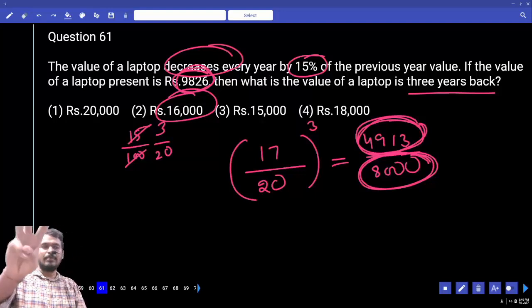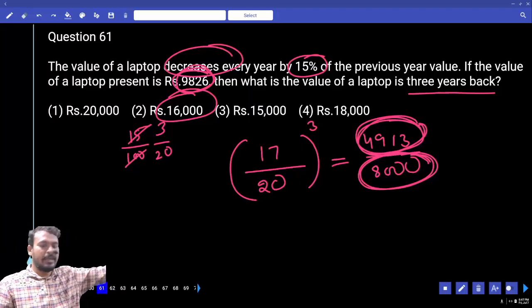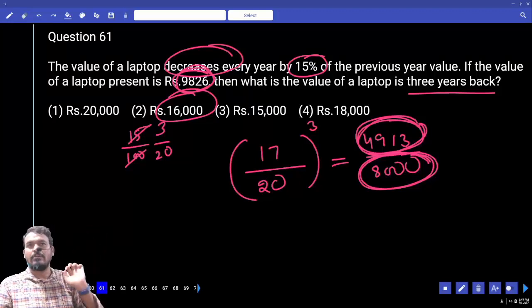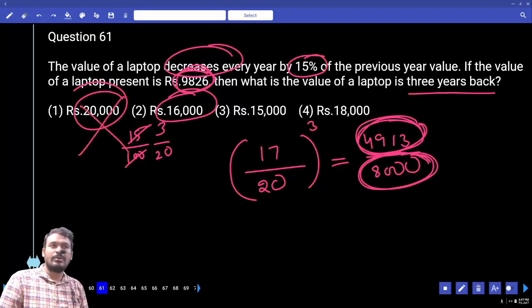Okay. When the time period is 3 years, are the initial value and final value both perfect cubes or perfect squares? Perfect cubes. 9826 is exactly divided by 2, we get the perfect cube value. 20,000 divided by 2 is 10,000. Is that a perfect cube? No. 16,000 divided by 2 is 8,000. Is that a perfect cube?